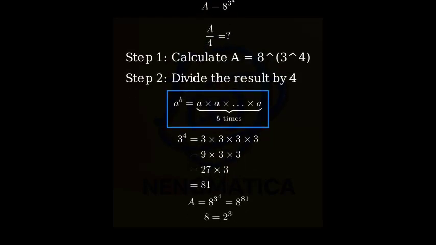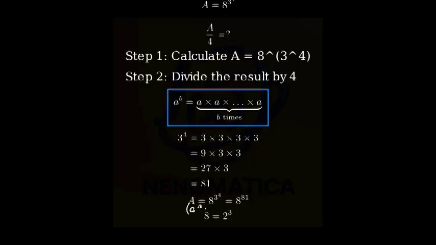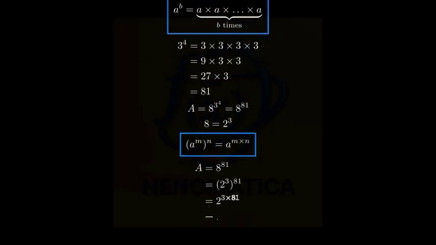We can simplify this by writing 8 as 2 cubed. When we have a power raised to another power, we multiply the exponents. So 2 cubed raised to the power of 81 equals 2 raised to the power of 3 times 81, which is 2 raised to the power of 243.